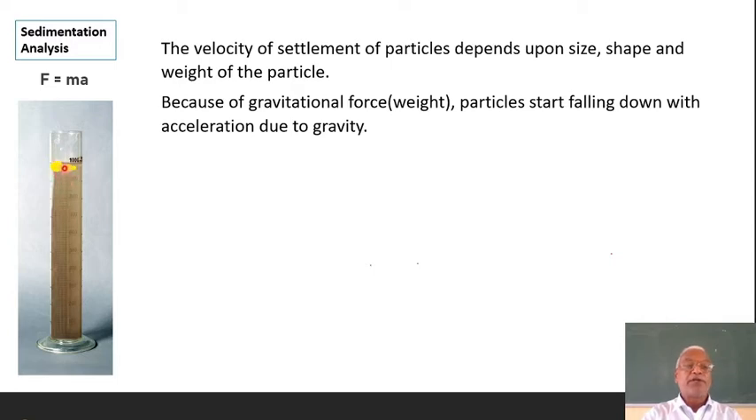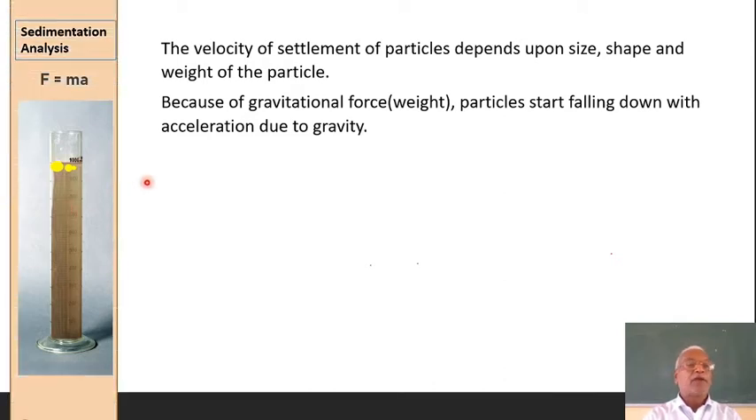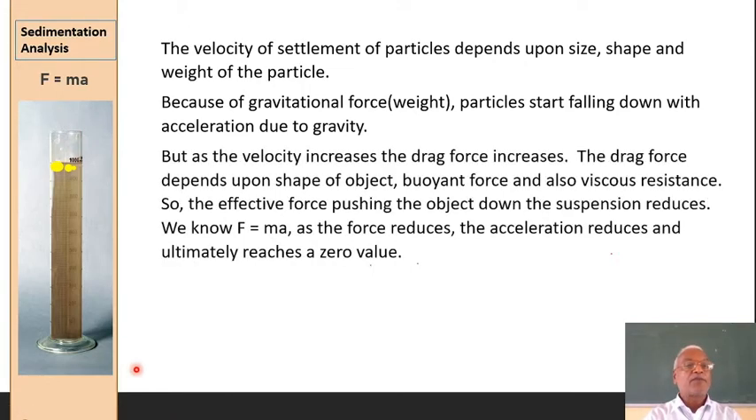Okay, now if you put those particles inside the water, like a soil suspension, where we have a particle, then what happens is there will be other forces coming into the picture, not only the weight. What I have shown here is the red soil. But as the velocity increases, the drag force increases. Means what? When the particle is falling down, there will be a resistance offered by this medium.